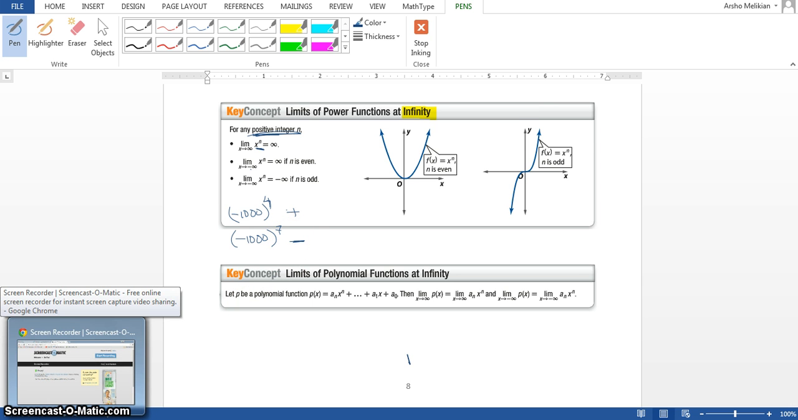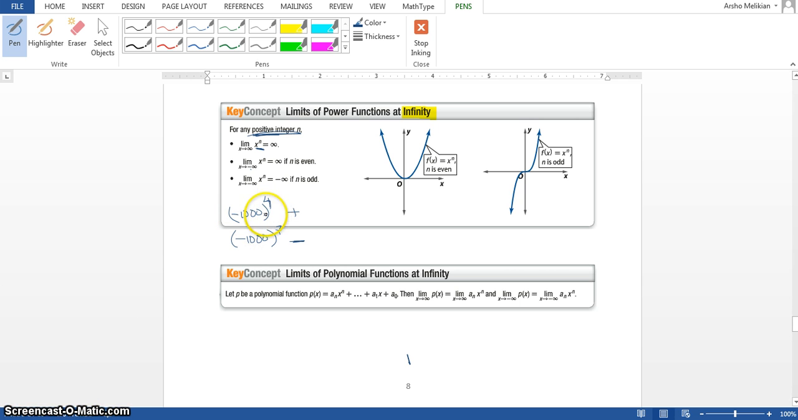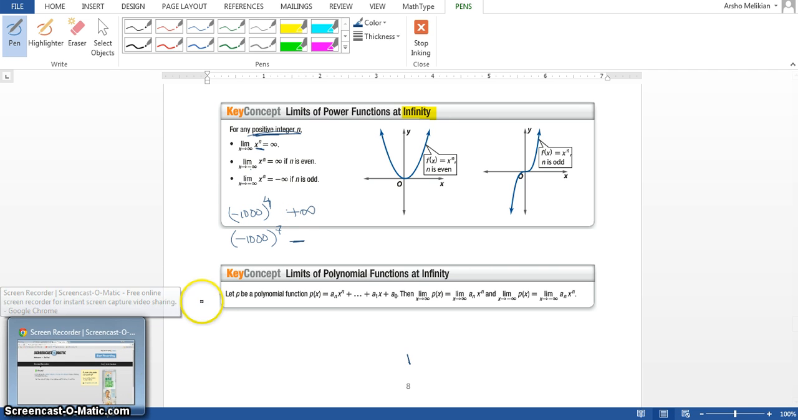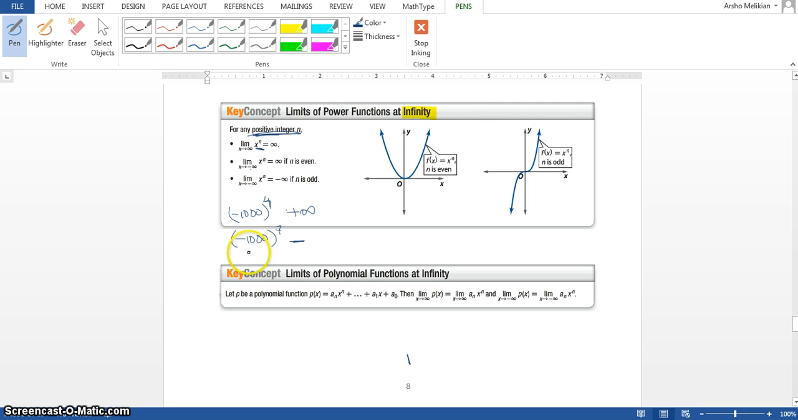So if you have negative infinity, and your exponent is even, then you're going to get positive infinity as a value. If you have negative infinity and your exponent is odd, then you're going to get negative infinity as a value. We should have learned this like 7 chapters ago. I learned so much. So here's a visual representation.